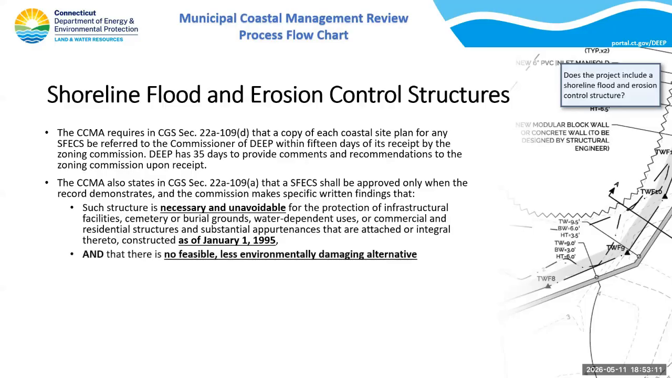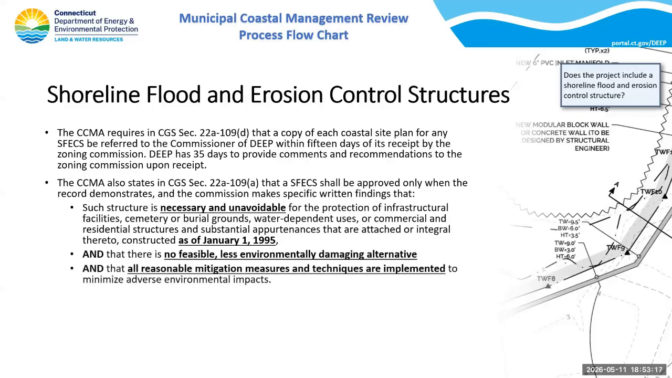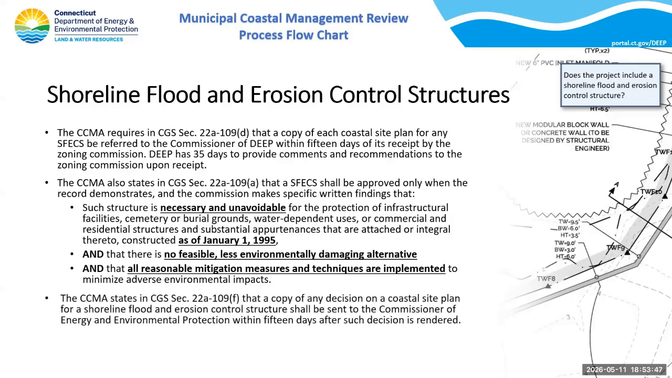In addition to that requirement, there also has to be no feasible and less environmentally damaging alternative, and all reasonable mitigation measures and techniques must be implemented to minimize adverse environmental impacts. So when you get a proposal for a structure like this, first, you have to review it and make sure that the shoreline flood and erosion control structure is being proposed to protect is necessary and unavoidable. The structure itself was built prior to January 1st, 1995, and both of those other criteria are met.